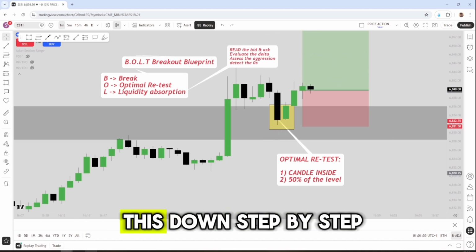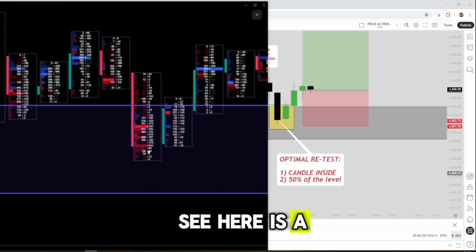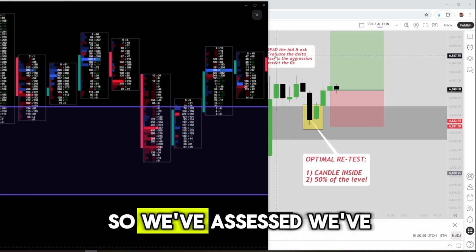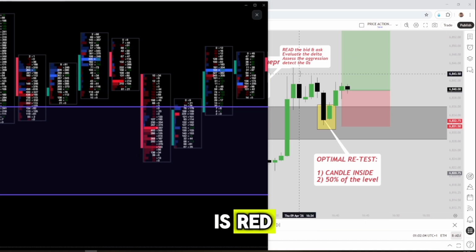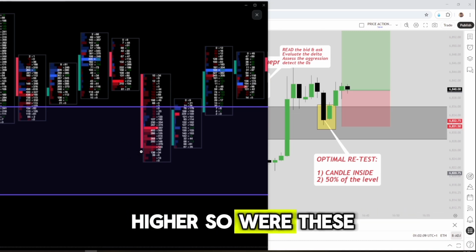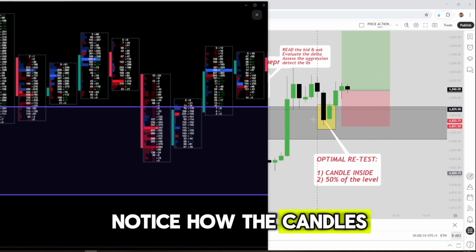So let's break this down step by step. What we can see here is a 0 over here, 23 for 0, tons of aggression. So we've evaluated the delta, which is red. We're assessing the aggression, which is the aggressive selling, and then we break higher. So were these sellers successful? Notice how the candles cannot show you that, right?